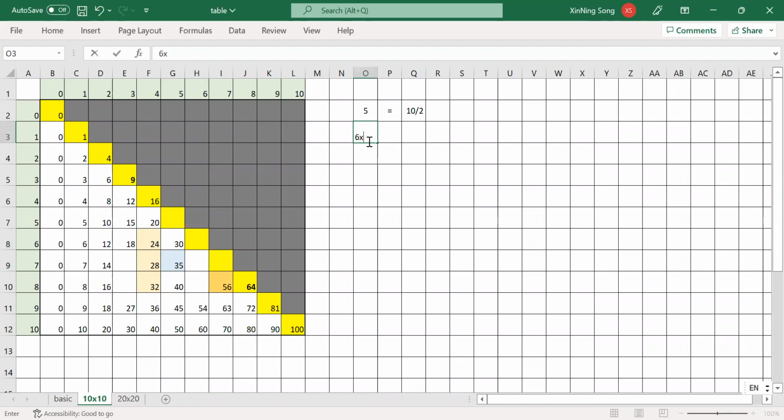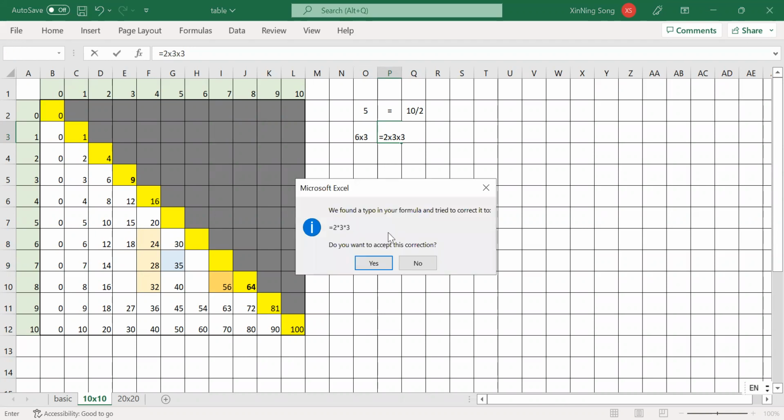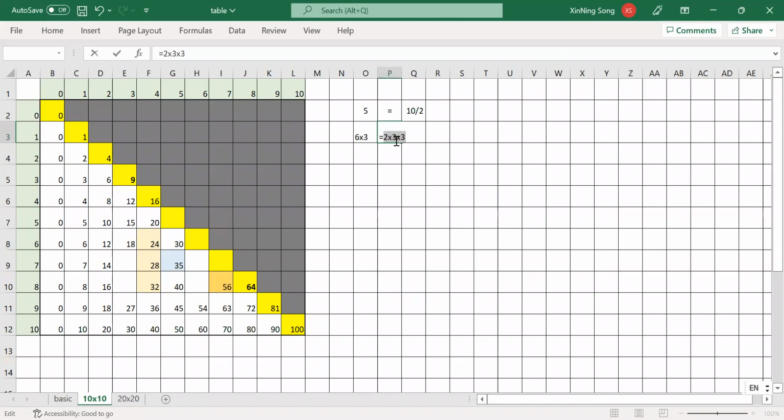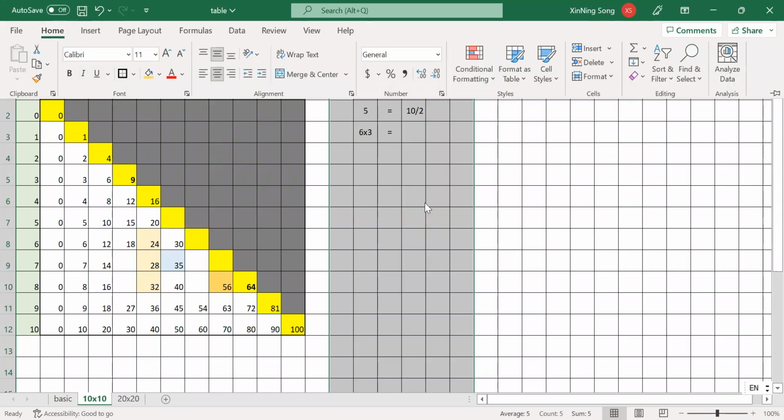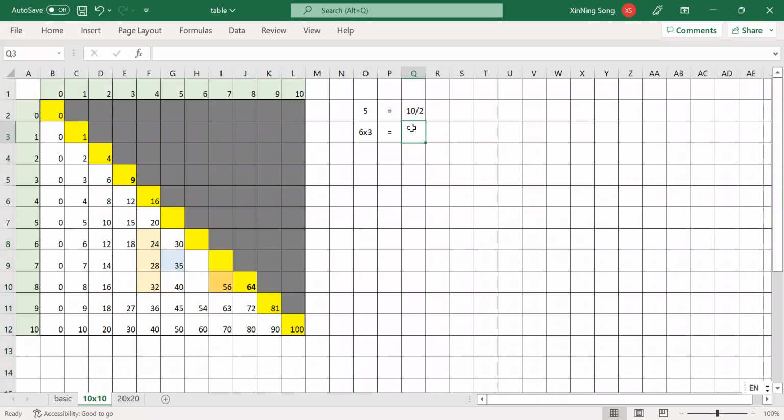6 times 3 is actually equivalent to 2 times 3 times 3, because 6 is 2 times 3. Let me write the equation there. It's 2 times 3 times 3, okay? And then what I'm going to do is this. Sorry, I'm going to move a little bit so it doesn't bother with my 5 equals 10 divided by 2.